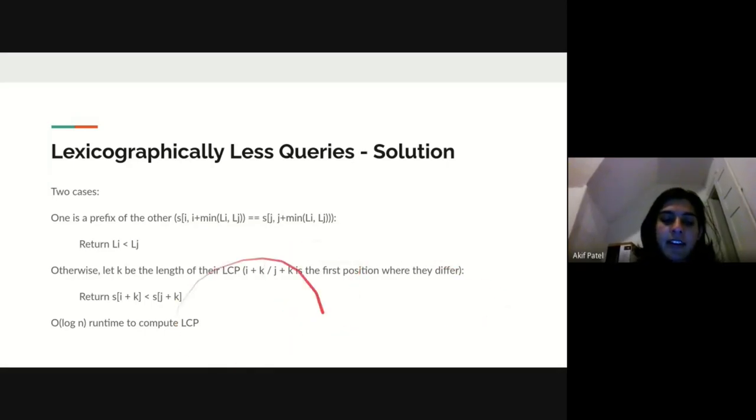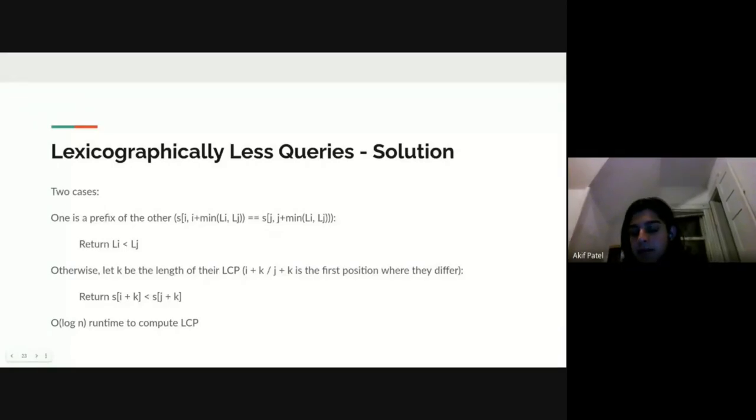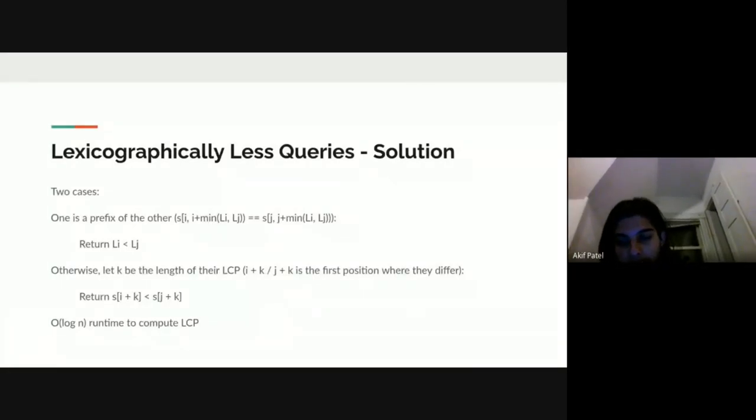So if k is the length of the LCP, if the first k characters are the same, then i plus k and j plus k are the first position where they differ. And then all we need to return is to compare at that position and say, is s i plus k less than s j plus k? And the LCP, the binary search from there, takes log n time. But yeah, that's it. That makes sense?